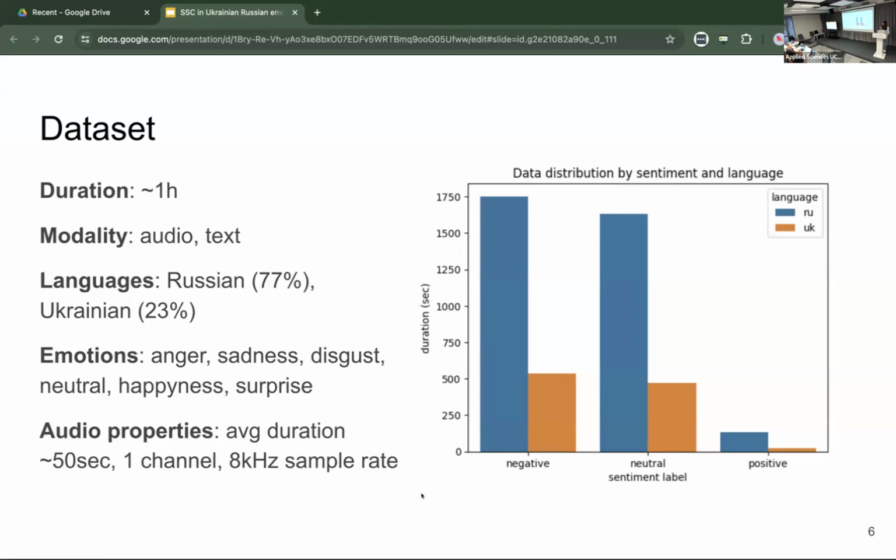Also, the emotions which they labeled this data set with are categorical emotions: anger, sadness, disgust, neutral, happiness, and surprise. And the distribution of the emotions was very unbalanced. We had mostly neutral and anger emotions. That's why we mapped them into a sentiment scale. After that, we merged positive emotions into neutral to have a balanced data set for further binary classification. Also, we have an imbalanced language component. We have about 2/3 Russian conversations and 1/3 Ukrainian conversations.